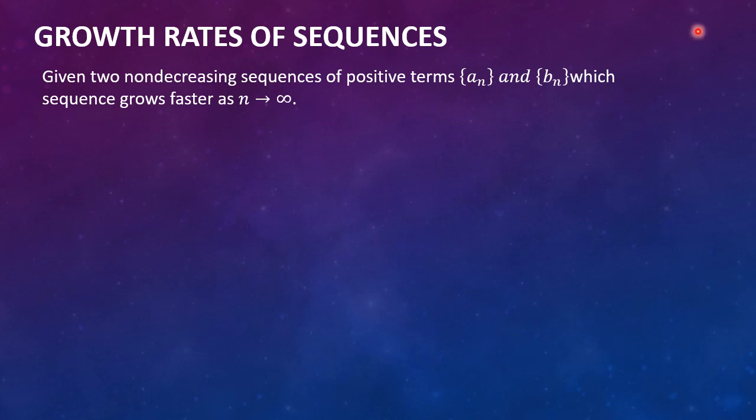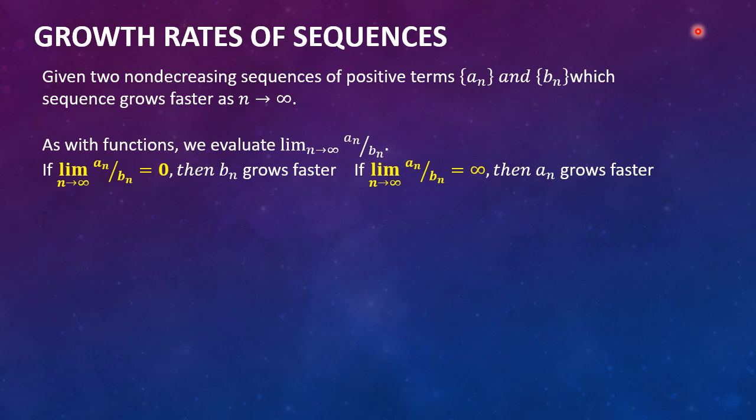When we're talking about the growth rate of sequences, really what we're talking about is comparing multiple sequences and seeing which is growing faster. This is what we did with functions as well. Given two non-decreasing sequences of positive terms, a sub n and b sub n, which sequence grows faster as n goes to infinity? The way we would do this, just like with functions, is we'd apply a limit as n goes to infinity of the ratio of the two functions.